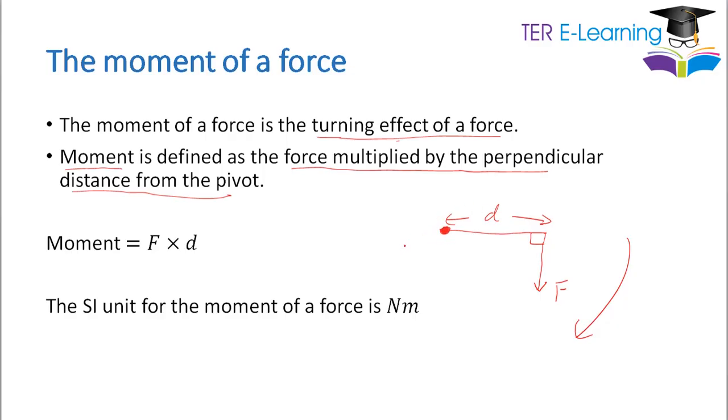Sometimes in the multiple choice you may be asked what is the SI unit of moment. Because we are multiplying force and distance, force is measured in newtons and distance is measured in meters, so the SI unit for moment is newton meters.